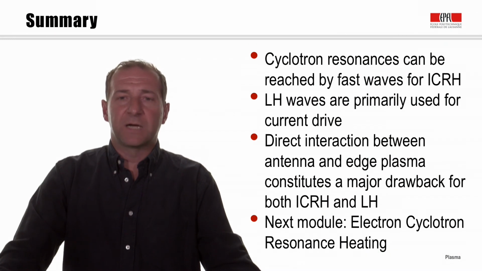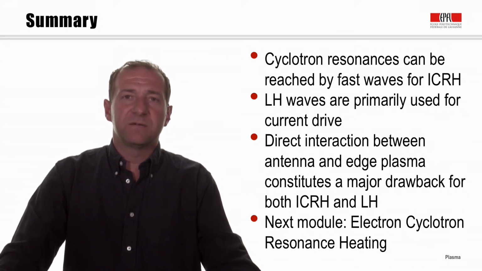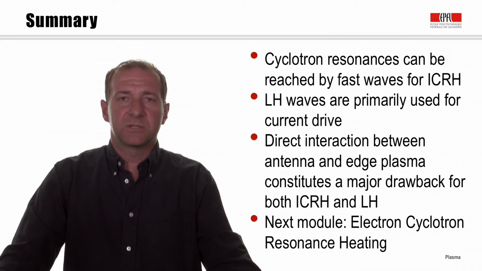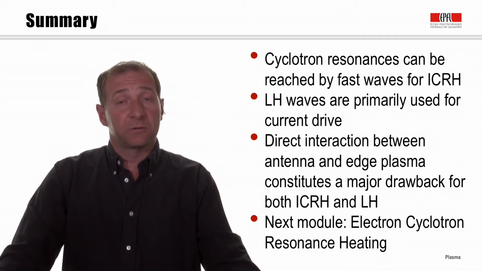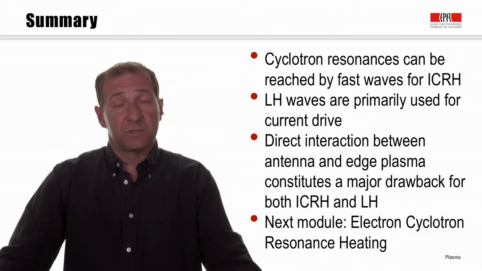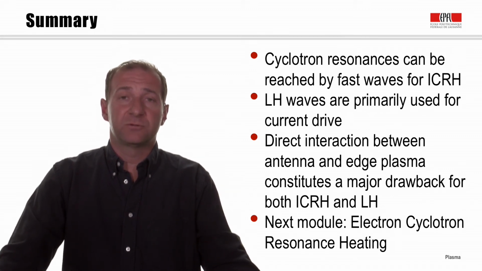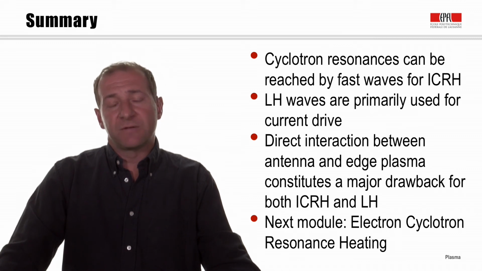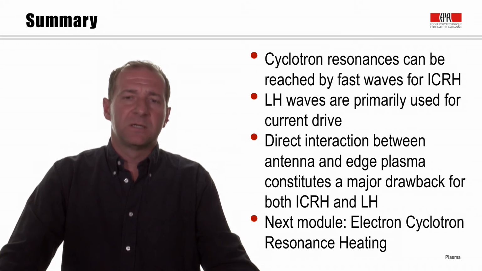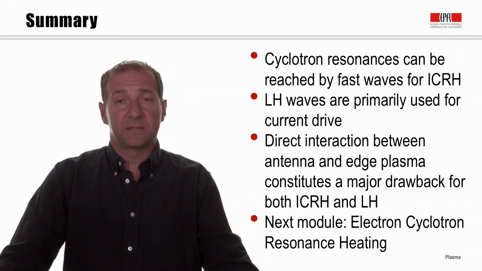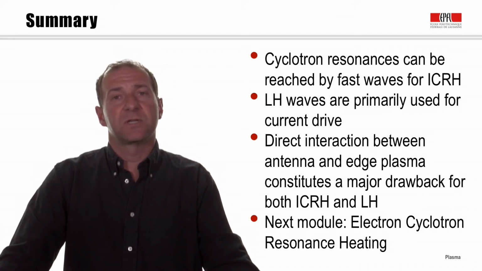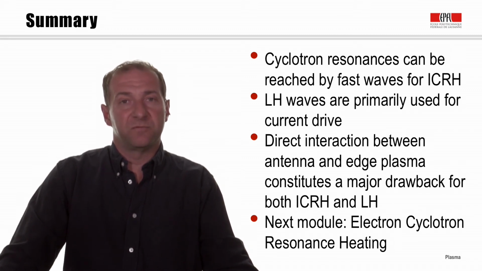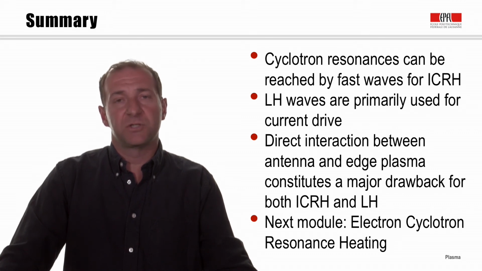In summary, we have seen that cyclotron resonances can be reached by fast waves for ICRH. We have seen that lower hybrid waves are primarily used for current drive, in addition, of course, to the ohmic current drive by the transformer action. We have seen that both for ICRH and lower hybrid, the direct interaction between the antenna and the edge plasma constitutes a major drawback. In the next module, we'll discuss electron cyclotron resonance heating, its physics basics, and some of the technology aspects of it.